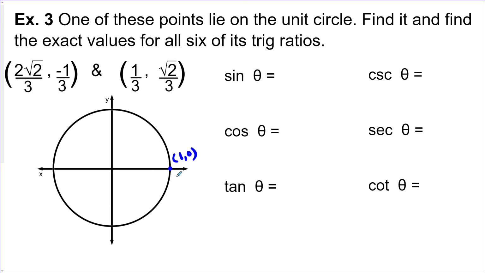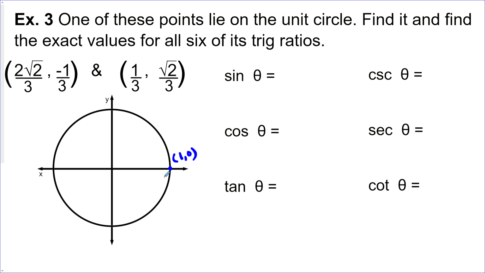Now the unit circle has a radius of 1, so that would mean that this point here, where it intersects the positive x-axis, is 1, 0. We can take these points and see if we can approximate where they are. 2 times root 2 is something just less than 3, divided by 3 is just less than 1, so we're over here.